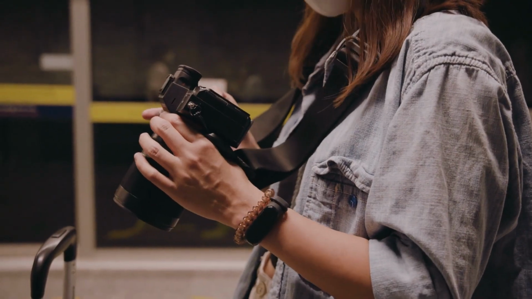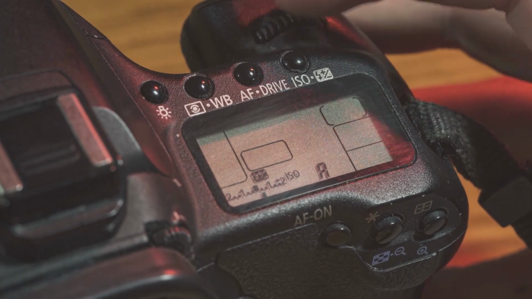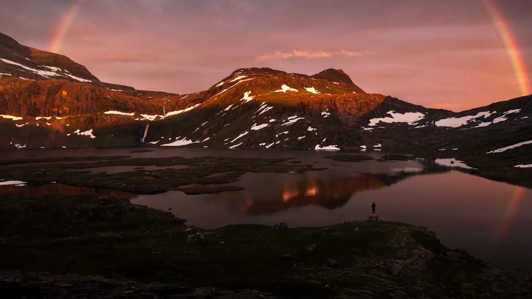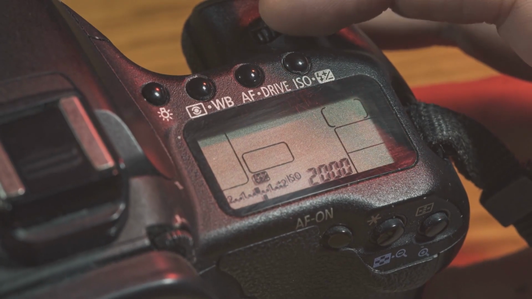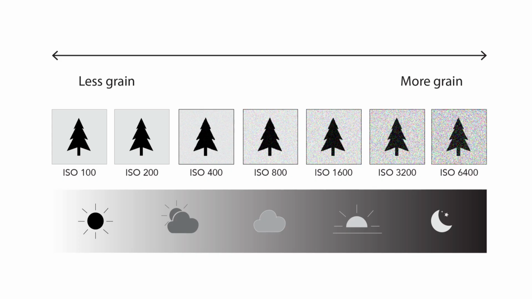ISO refers to your camera's sensitivity to light. A lower ISO number, like 100, means lower sensitivity and less noise or grain in your images. A higher ISO number, like 3200, means higher sensitivity and more noise or grain. In general, it's best to use the lowest ISO possible for the lighting conditions to maintain image quality. However, when shooting in low light situations, you may need to increase your ISO to capture a properly exposed image.